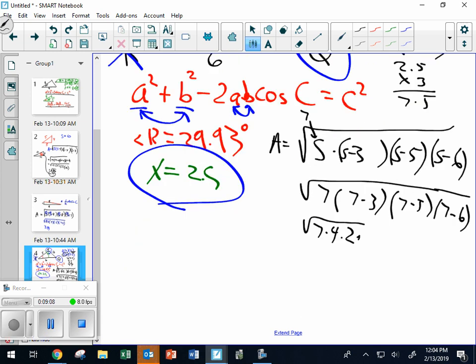So it ends up being the square root of... 7 times 4 is 28, times 2 is 56. There we go. Square root of 56. Okay. And what's better about this, actually? You don't have to have 2 things. True. What's also better about this?